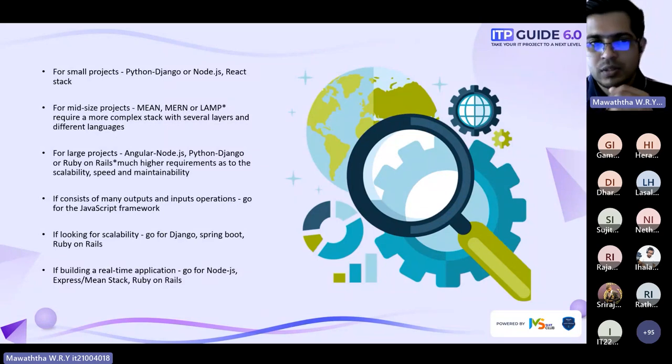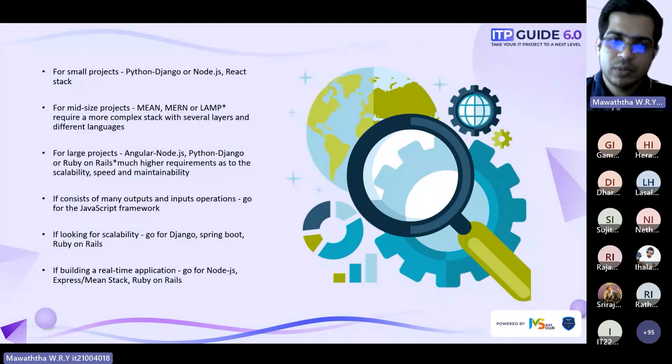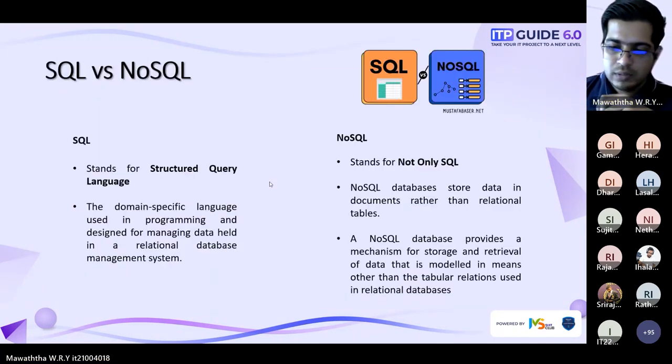And there are some other points. If your application consists of many input and output operations, you can use a JavaScript framework. And if your application is looking for scalability, you can use Django, Spring Boot, or Ruby-like frameworks. And most importantly, if you are building a real-time application, it will be easier to use a JavaScript framework for your application. Right.